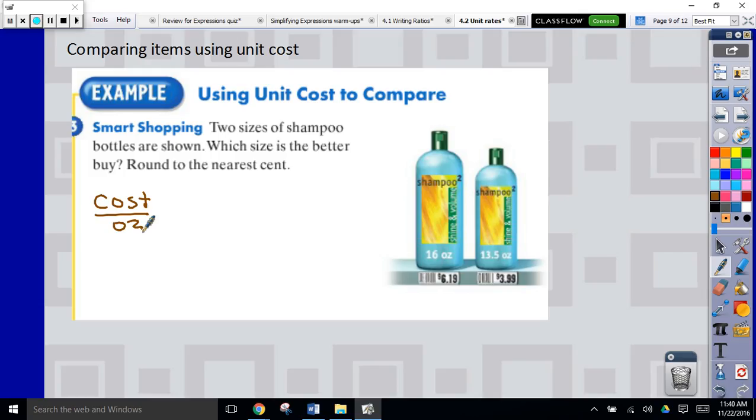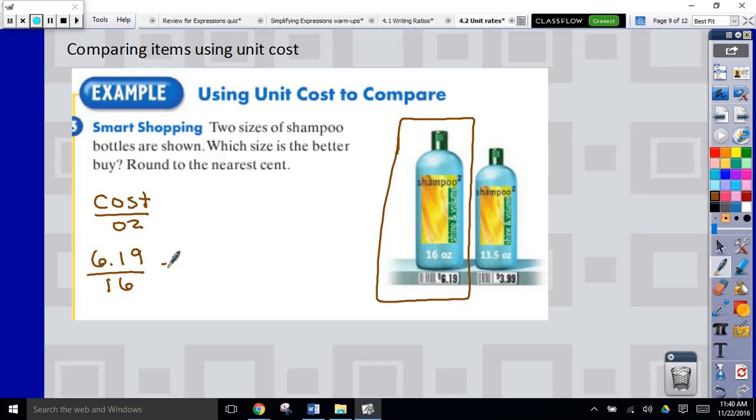So let's first look at the first bottle of shampoo. I'll circle this one in brown. Okay, this one costs $6.19, and we get 16 ounces of that shampoo. So we have $6.19 divided by 16. That works out to be 0.39. So if I add a dollar sign, it's 39 cents per ounce.